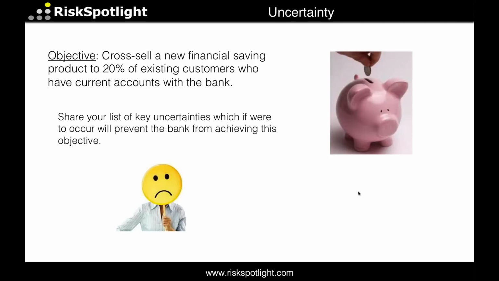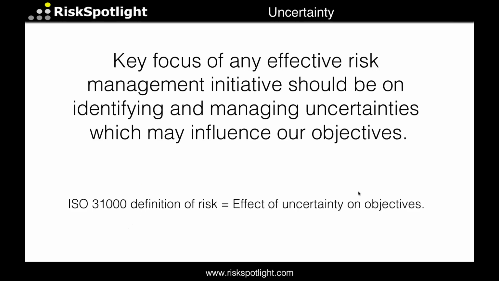So we want to identify the different uncertainties which will help our organization, or which could stop our organization from achieving those objectives. So at least in a broader risk management context, that is a key element I want you to take away: we don't want to just talk about risk. We want to talk about uncertainty, which is a slightly broader concept than just risk.